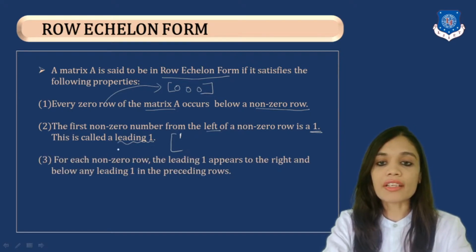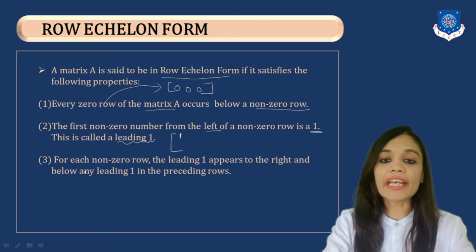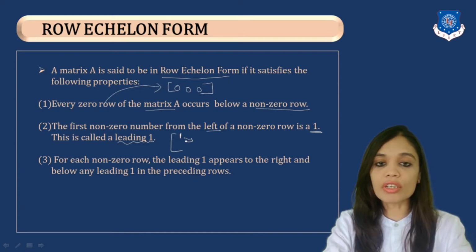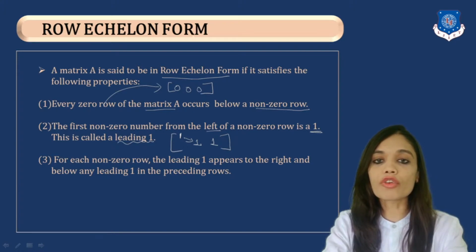Next, for each non-zero row, the leading one appears to the right and below any leading one in the preceding rows. That is, the next leading one appears to the right and below the preceding leading one, that is over here, or it can be over here. So these are the conditions of row echelon form of a matrix.